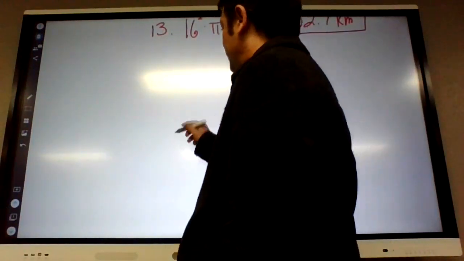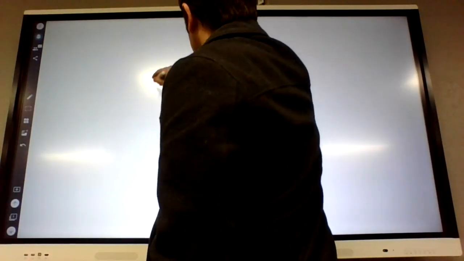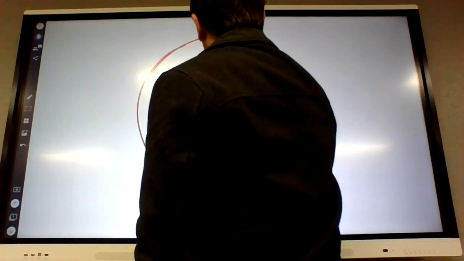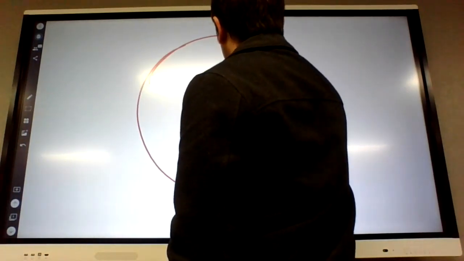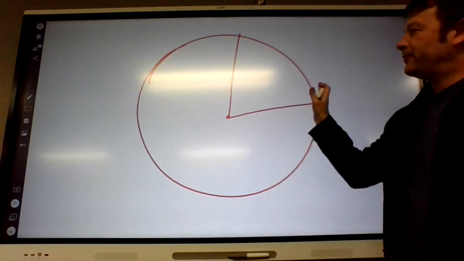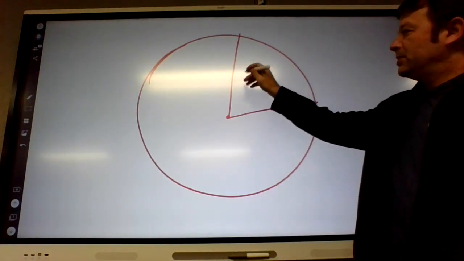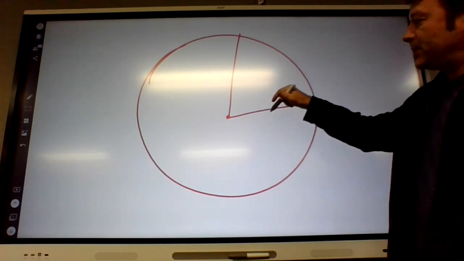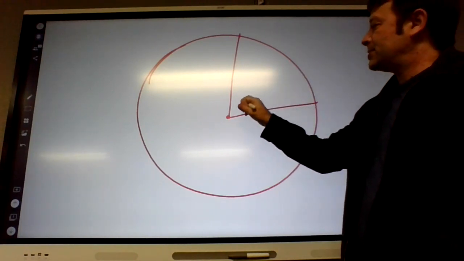Sector. Do you guys remember what a sector was? Does it go inside the circle? It's not like a chord, because it keeps going. When you make two radii and it cuts off a piece of the circle like a piece of pie, this is a sector.